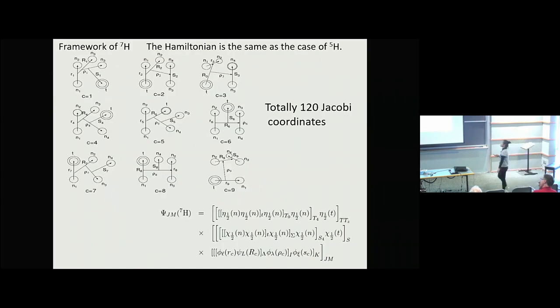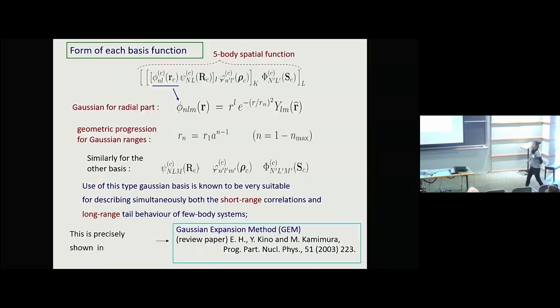So this is the framework of hydrogen 7. We take the same Hamiltonian as in the case of hydrogen 5. This is the 5-body calculation, and we take many kinds of Jacobi coordinates, totally 120 Jacobi coordinates like this. And then the wave function is written like this. This is the isospin part, and the total isospin equals 3/2. And then total isospin and J like this. So each basis function is like this.